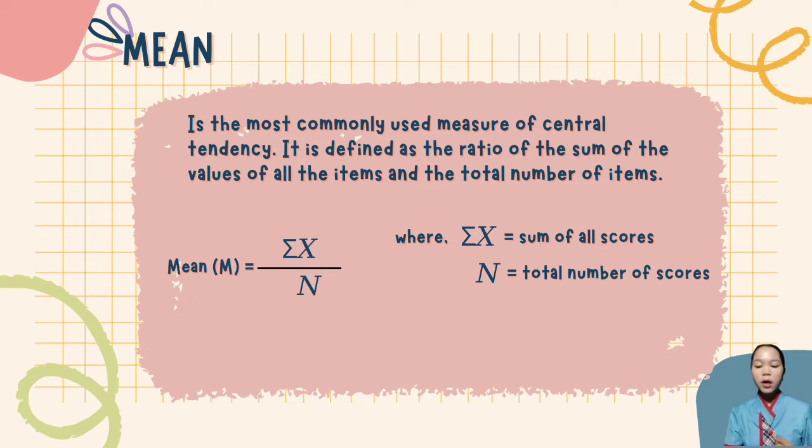Mean is the most commonly used measure of central tendency. It is defined as the ratio of the sum of the values of all the items and the total number of items. So mean is nothing but the average. It is computed by adding all the values in the data set divided by the number of observations in it. The formula for getting the mean is equal to the summation of x, or the sum of all scores or individual values, over n, or the total number of all scores.